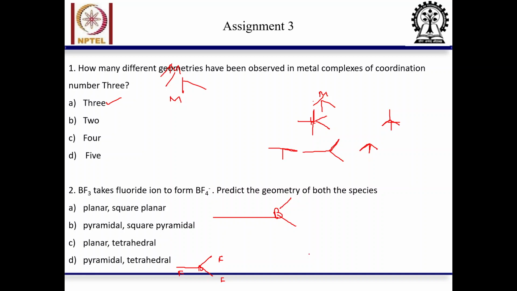So what will be the structure? I will just write here. This will be the structure for this tetrahedral. Sorry, this is going to here. So this is the fluoride. One fluoride is here. Okay, so yes, you are right. That is the correct answer for this.